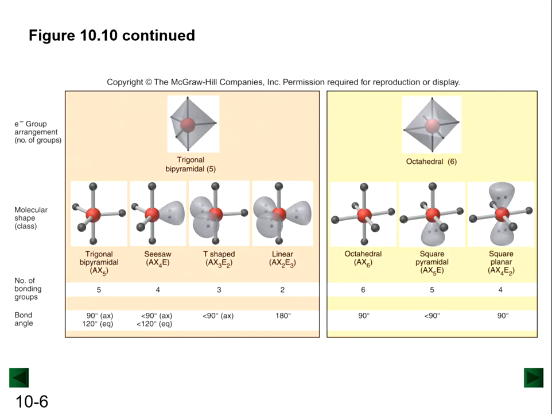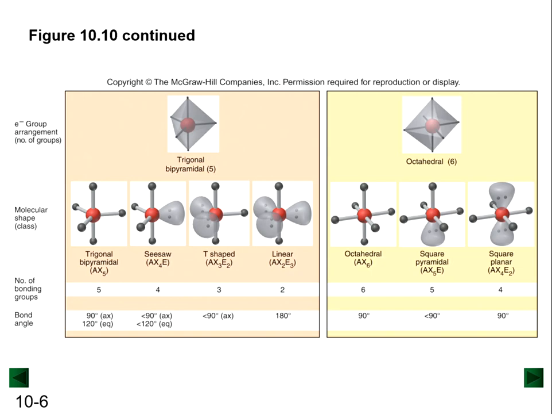If we have 5 electron groups for a trigonal bipyramidal electron group arrangement, the molecular shape can be trigonal bipyramidal, seesaw if we have 1 lone pair, T-shaped when there are 2 lone pairs, or linear in those cases where there are 3 lone pairs around the central atom.